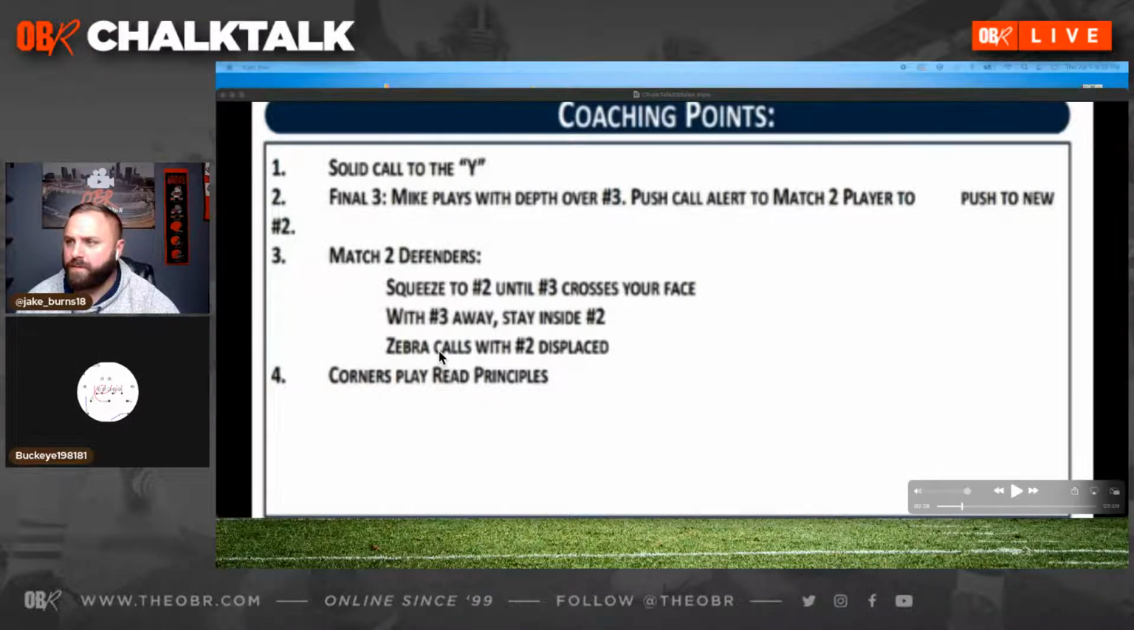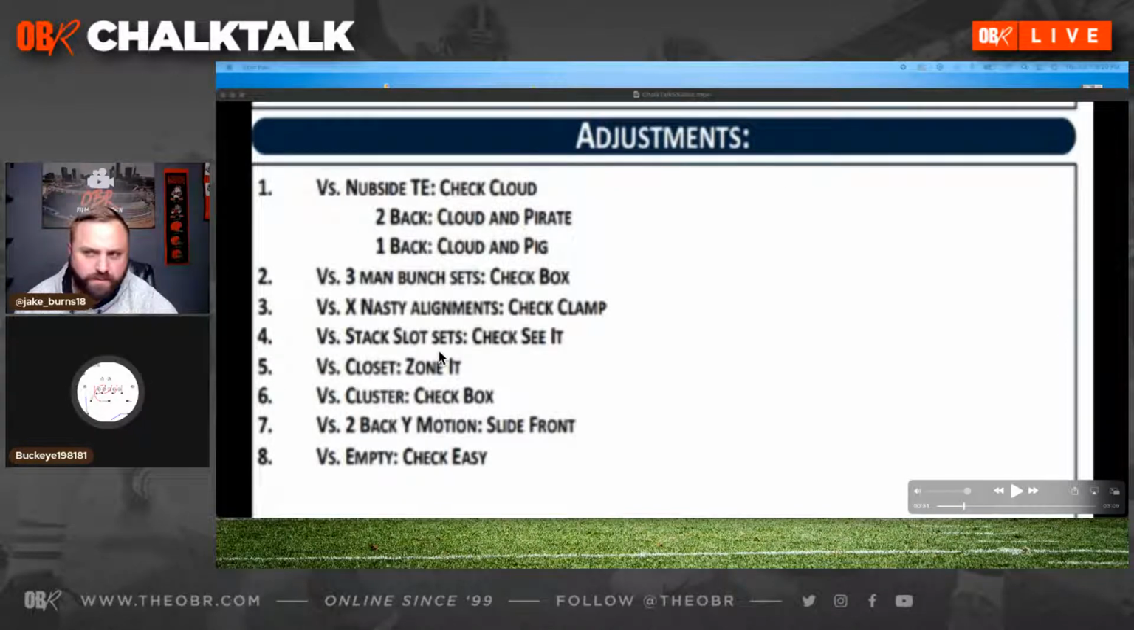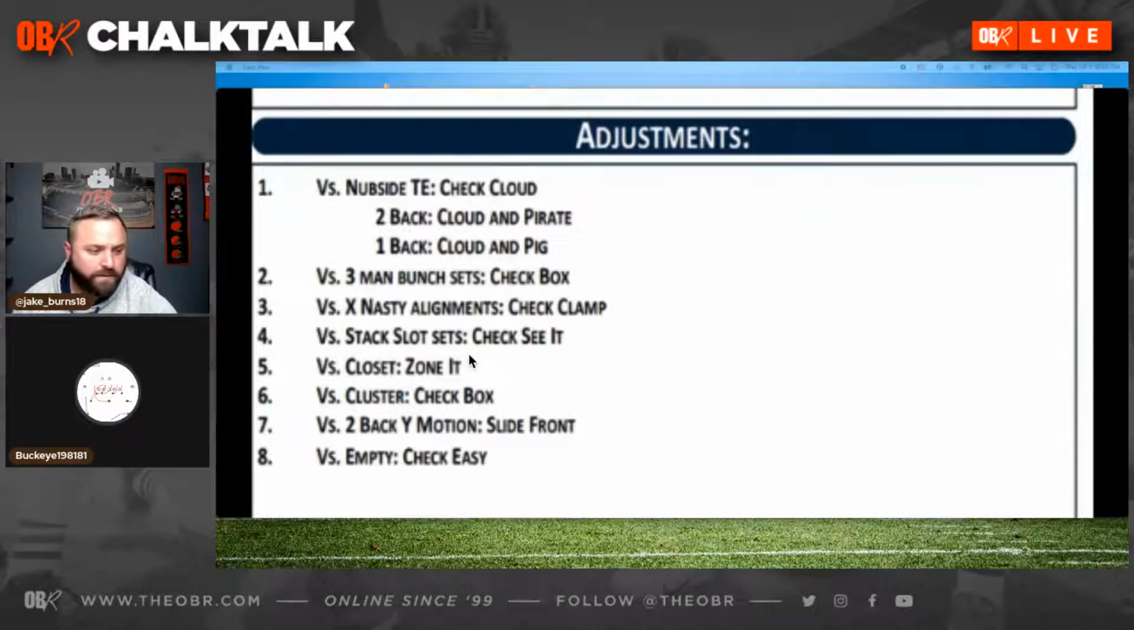Okay, let's keep moving. Again, more adjustments here. Nothing we really need to get into. Notice, though, the very first one there versus that nub side tight end. Oftentimes a nub just means a closed tight end. So a single tight end to that side, no receiver out wider. You'll see check cloud right there. So that's going to be your quarter, half. The rest of those checks involve line movements, the pirate and the pig there. Don't need to get into why. Just running game stuff.